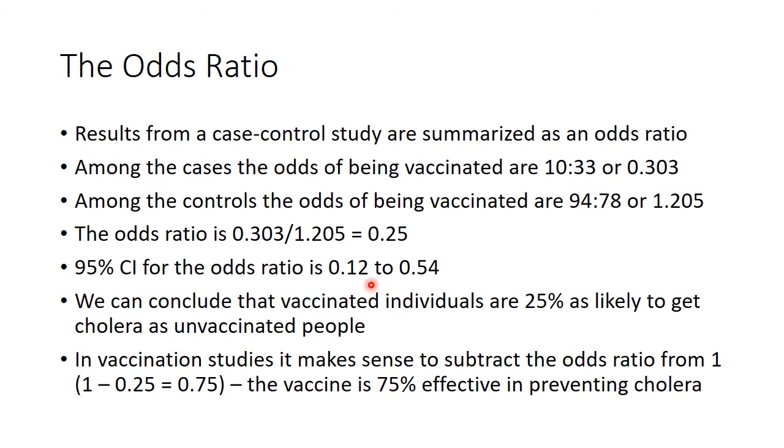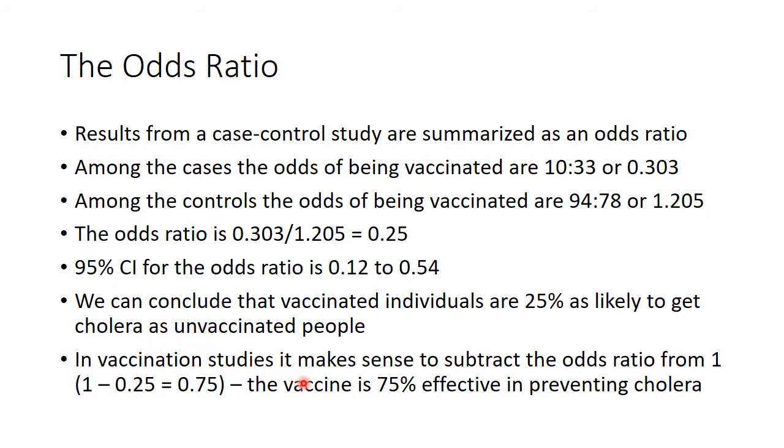Basically, what this means is that we conclude that vaccinated individuals are 25% as likely to get cholera as unvaccinated people. In certain vaccination studies, it would also make sense to do the flip of this.